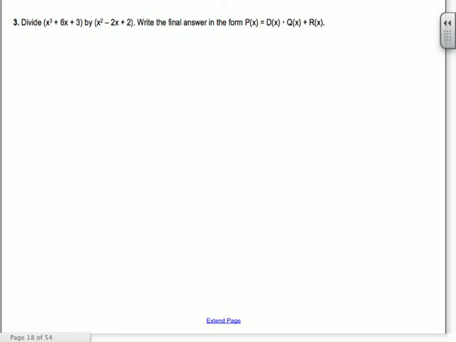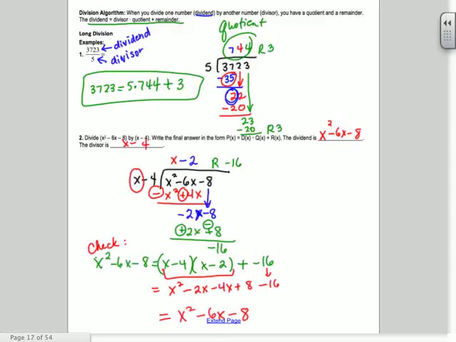Okay, so let's divide x cubed plus 6x plus 3 by x squared minus 2x plus 2. Okay, so when you have these, notice how you're missing an x squared term in the first one. The nice thing about the last one is that when you looked at your vertical columns, you always had like terms match up. Like x squared's matched up with x squared's, x's with x's, numbers matched up with just plain numbers. You see what I mean by that? So you can easily add straight down.